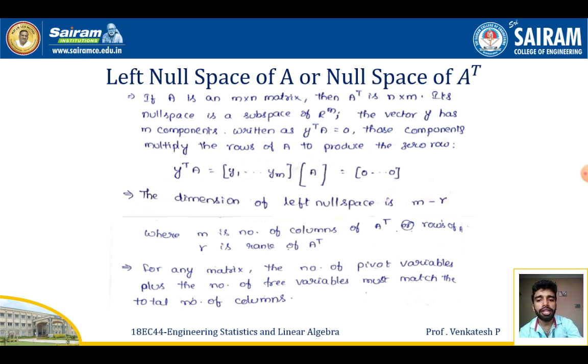It implies that the dimension of the left null space will be equal to M minus R, where M is the number of columns of A transpose, or rows of the A matrix, and R is the rank of the A transpose matrix. So for any matrix, the number of pivot variables plus the number of free variables must match the total number of columns here.